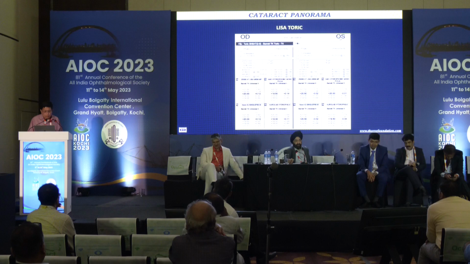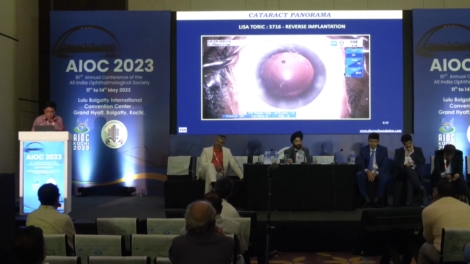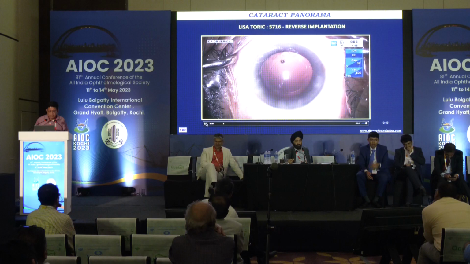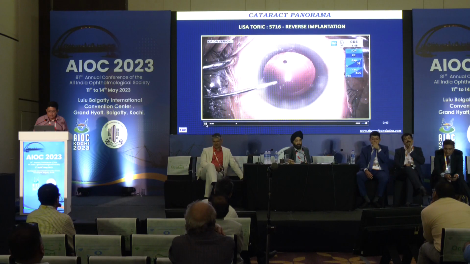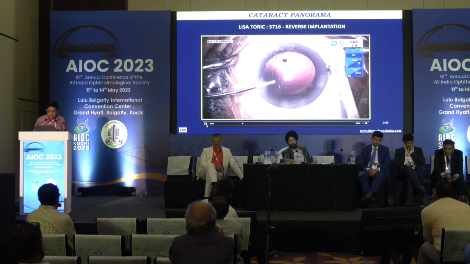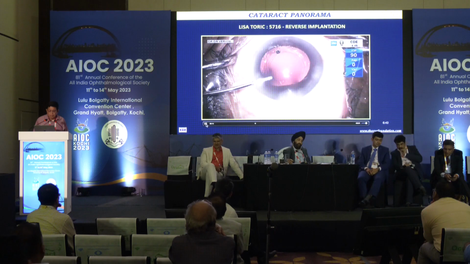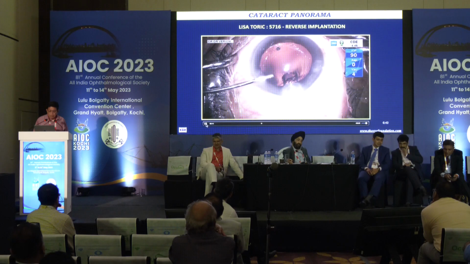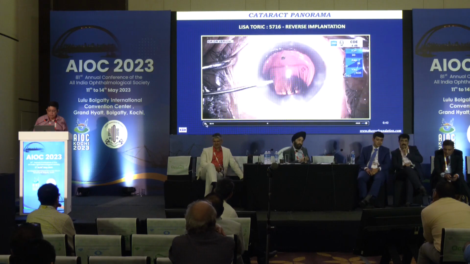I used a Lisa toric lens in this case. As you know, it's a plate haptic lens, and nothing special about the surgery. And as the lens is going in, I thought everything was under control, but I'm injecting the lens inside. It goes in through, I usually use a 2.4 millimeter incision. So this goes in almost, look at that. I mean, the lens is reversed.